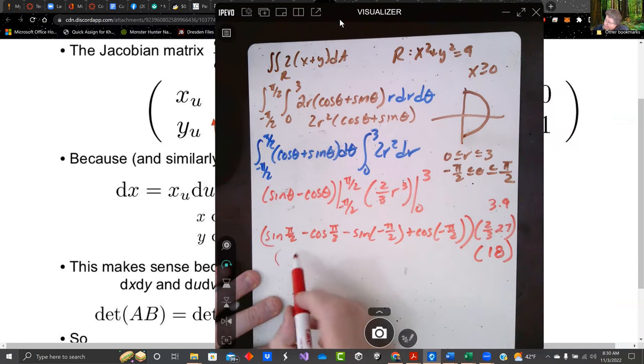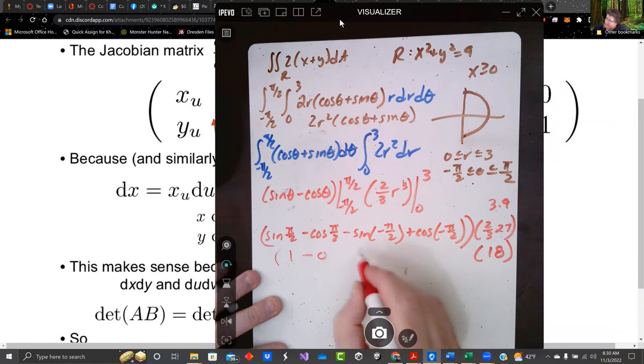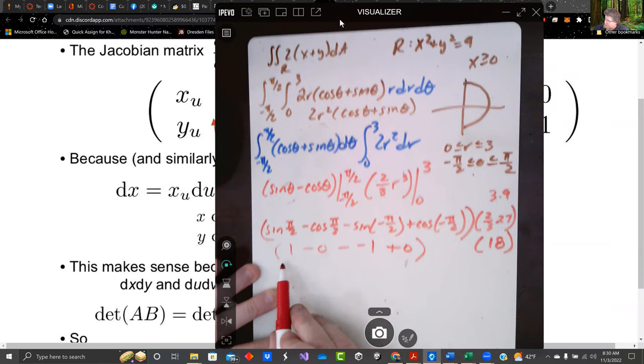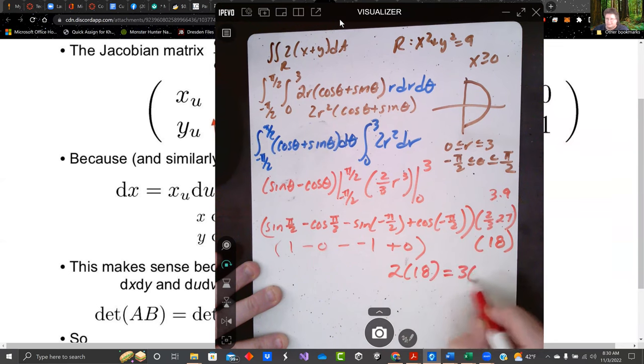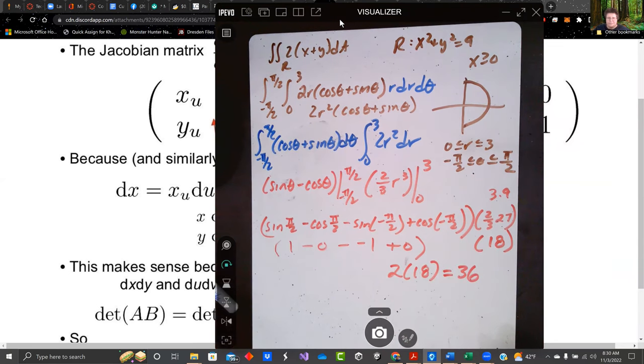What do we got? Sine of pi over 2 is 1. Cosine of pi over 2 is 0. Sine of negative pi over 2 is negative 1. We got a negative 1 out front of it, and then 0. So it looks like 1 plus 1 is another 2. 2 times 18. Looks like we got 36 again. What is this madness?